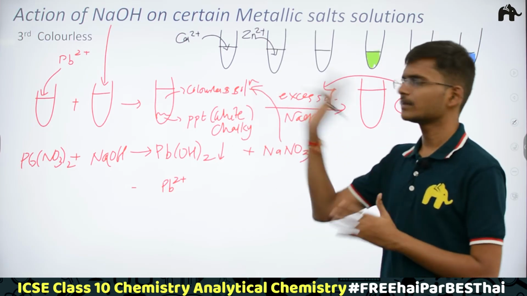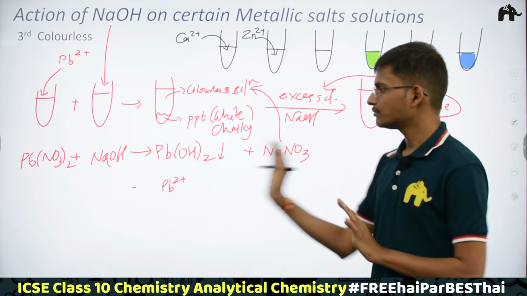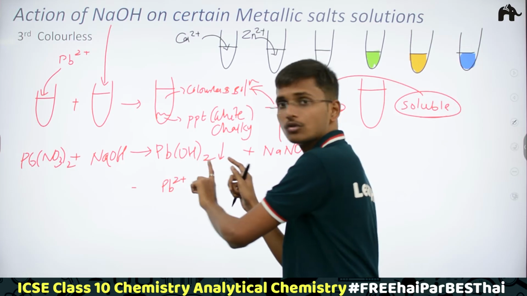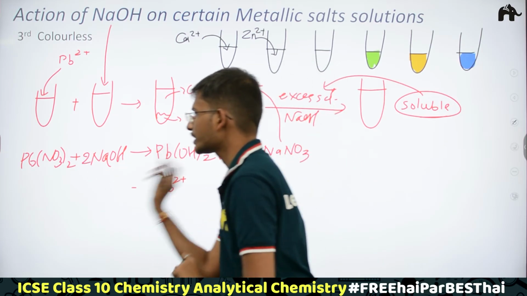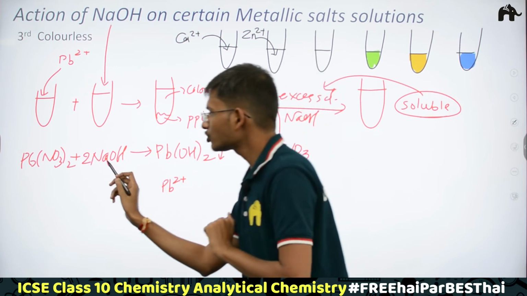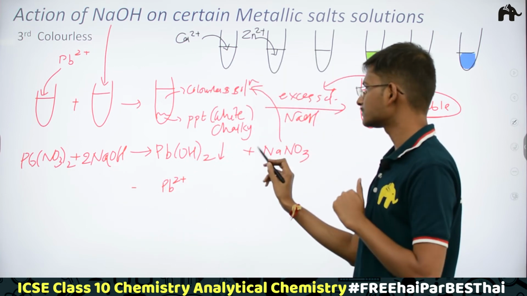You have to just remember in this way. Very simple. Now balance it. See, lead hydroxide has 2 OH minus ions, simply 2 OH. So 1 lead, 2 OH minus ions are done. Then 2 sodium ions, 2 nitrate ions, 2 sodium nitrate, balanced.